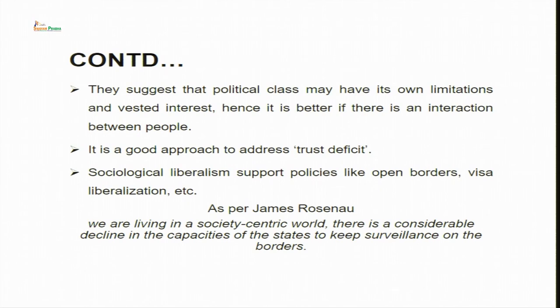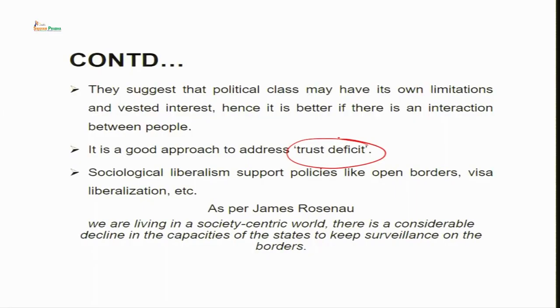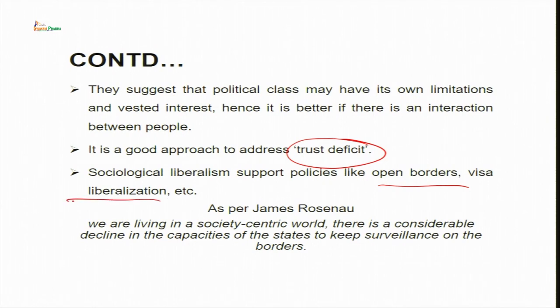So, sociological liberalism is an approach which can address trust deficit. If there is lack of trust between the countries, that lack of trust can be avoided with the help of people to people contact. So, sociological liberalism supports policies like open borders, visa liberalization, visa on arrival.